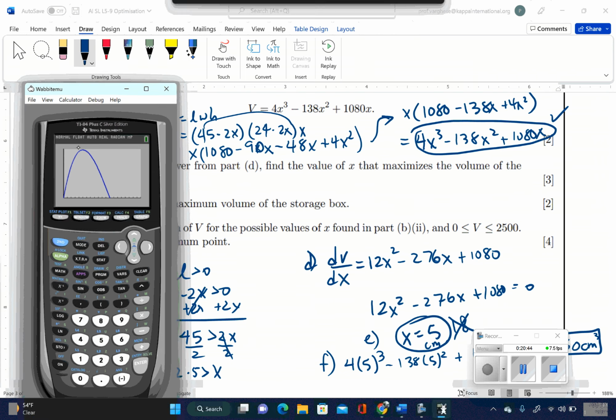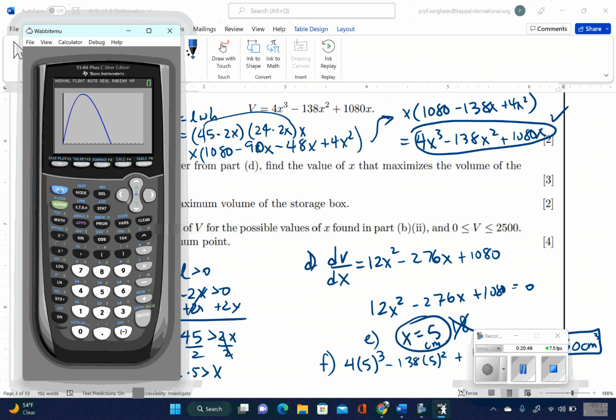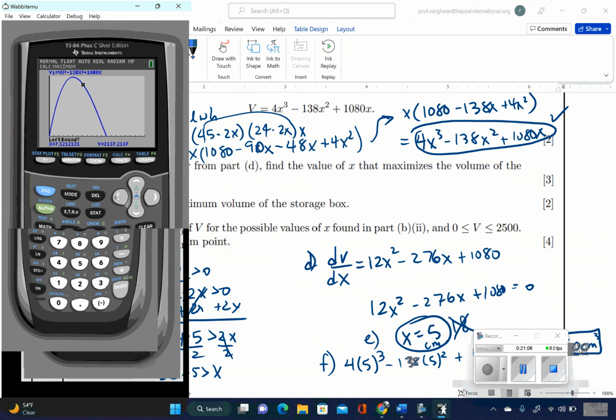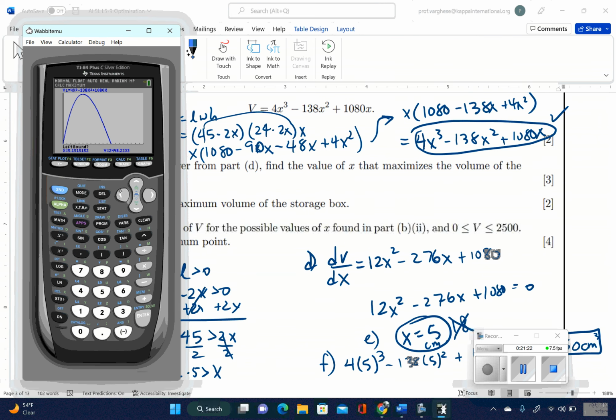So it says sketch the values and label the maximum point. So to find maximum, right? You're going to have to sketch this right here, and to find the maximum, I hit option number 4, which is maximum. This is going to take a while. You go a little bit to the left, you go a little bit to the right, you hit guess. All right. Anyway, when you do that, you're going to get 5 comma 2450 as your maximum. It doesn't feel like working now, but you get the point.